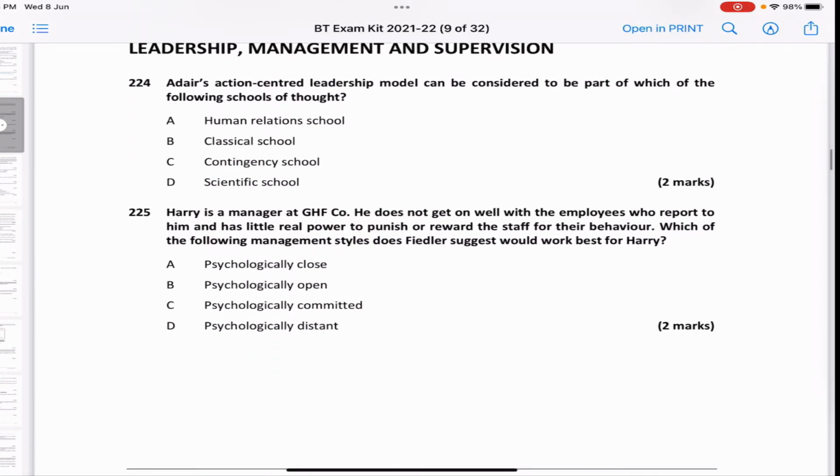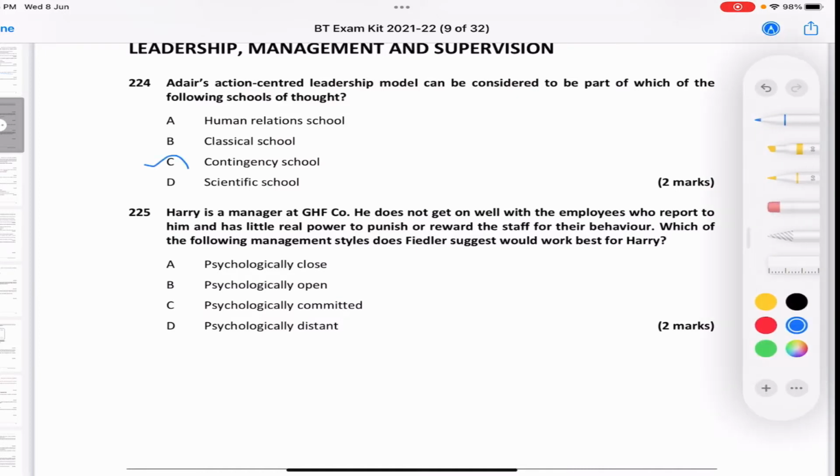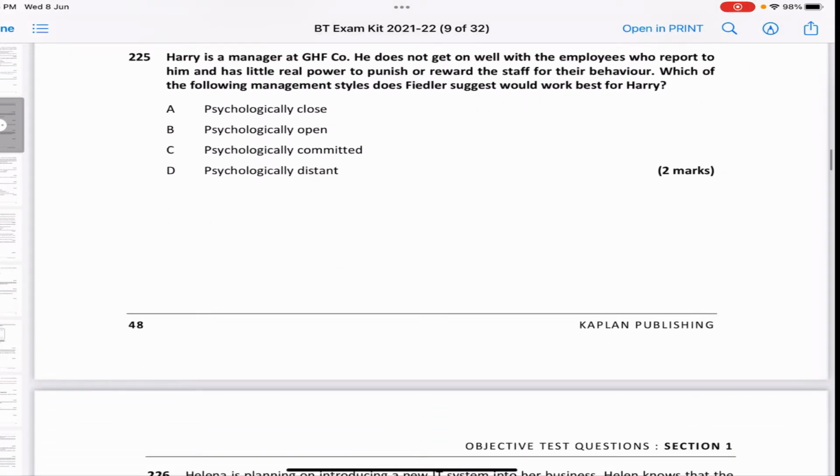Adair's action-centered leadership model can be considered to be part of which of the following schools of thought? So if you can recall, Adair talked about the group needs and everything. So this is the contingency school.